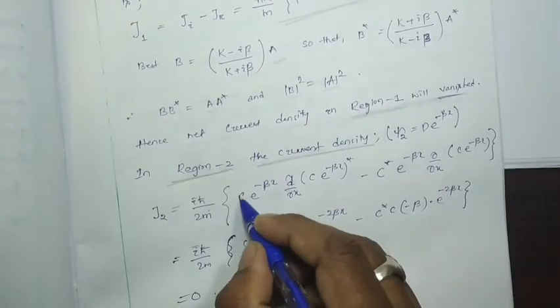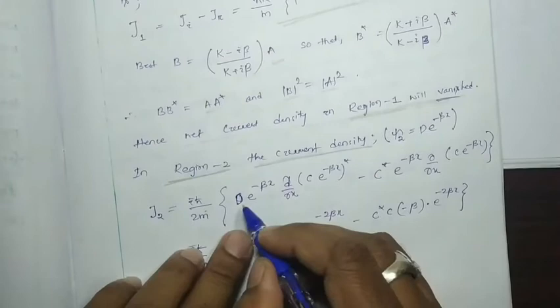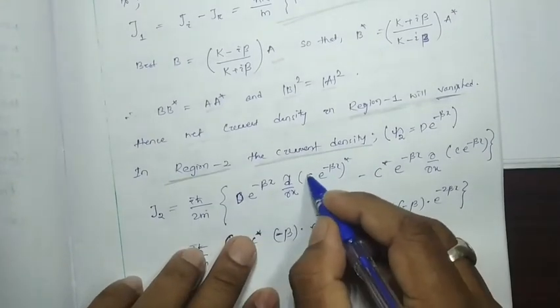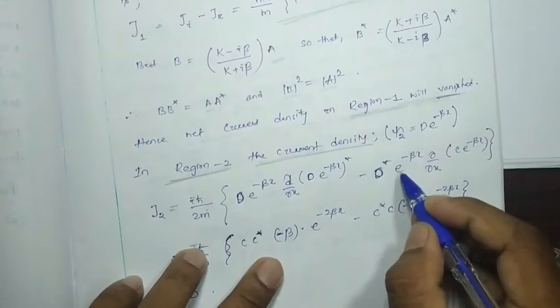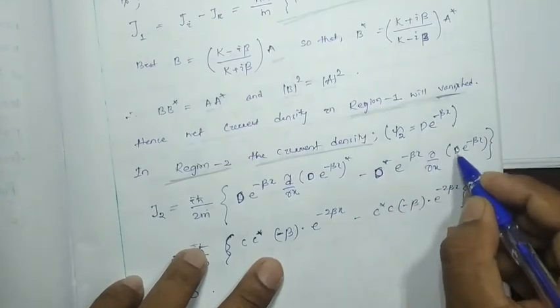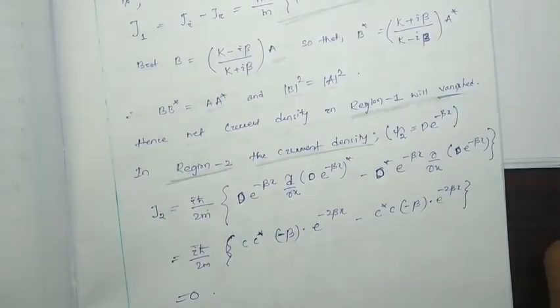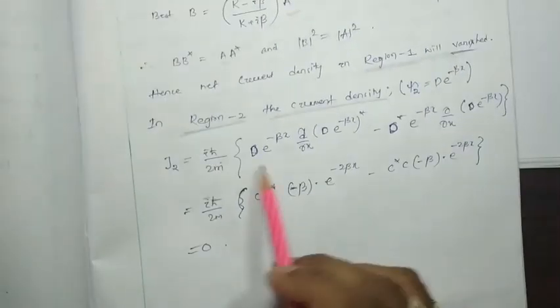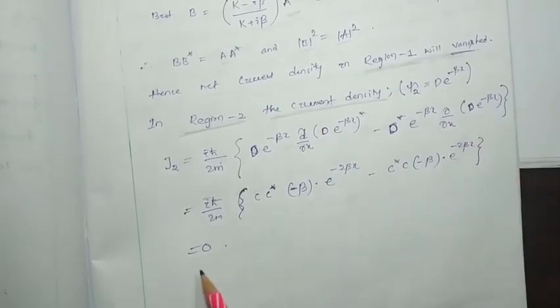So it will be d e to the minus beta x, d e to the minus beta x star minus d star e to the minus beta x del by del x of d e to the minus beta x. So by considering the derivative of this one, we can find at last 0.